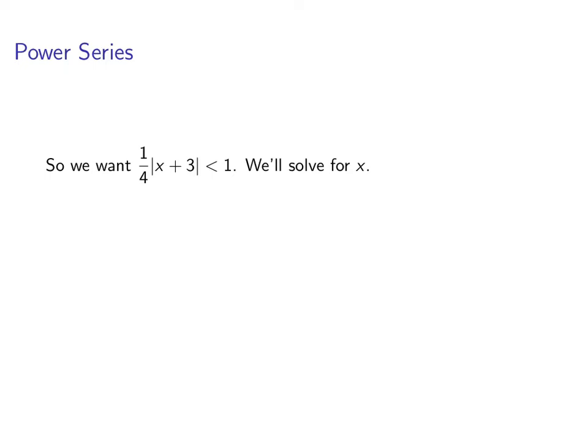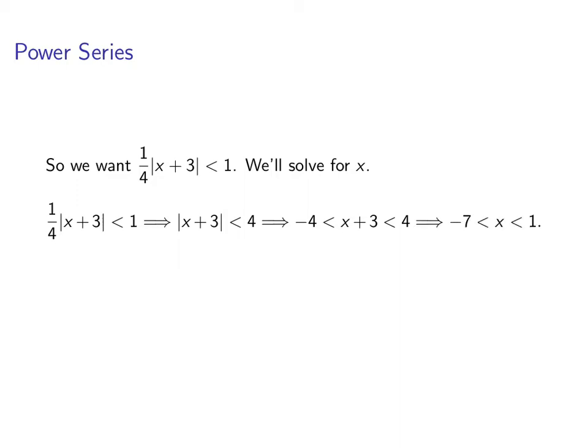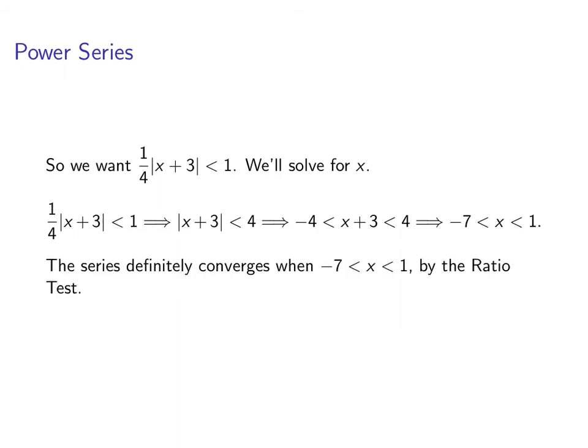Why is that? Remember, we're using the ratio test. All right, let's solve for x. So we take this inequality, multiply both sides by 4, and then we remove the absolute value. And so when you remove the absolute value, it turns into a compound inequality. And then we can subtract 3 from both sides. So we can say that this series definitely converges when negative 7 is less than x is less than 1, and that's according to the ratio test.